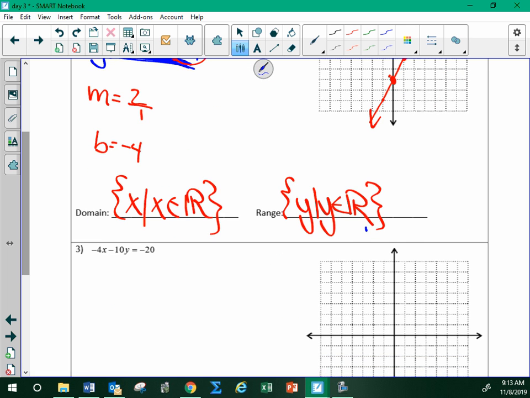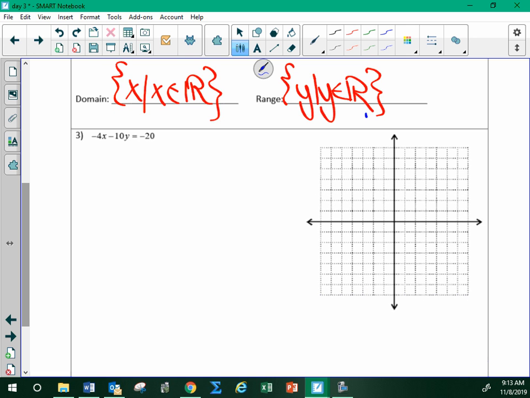I have to get y by itself. So I have a negative 4x. How do I get rid of that? Plus 4x. Good. Plus 4x, do it on both sides. So negative 10y equals, I can't combine these because one has an x, one does not. So I have positive 4x minus 1.